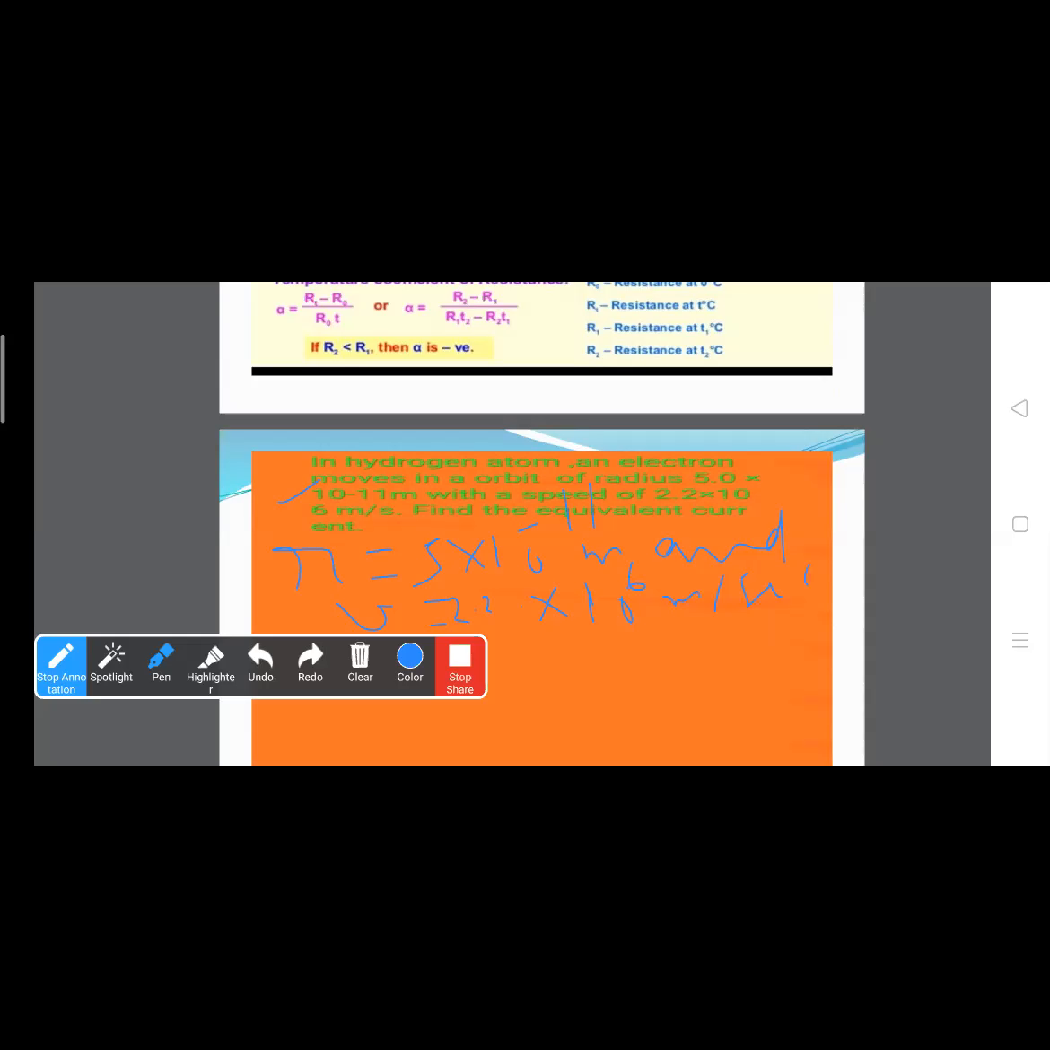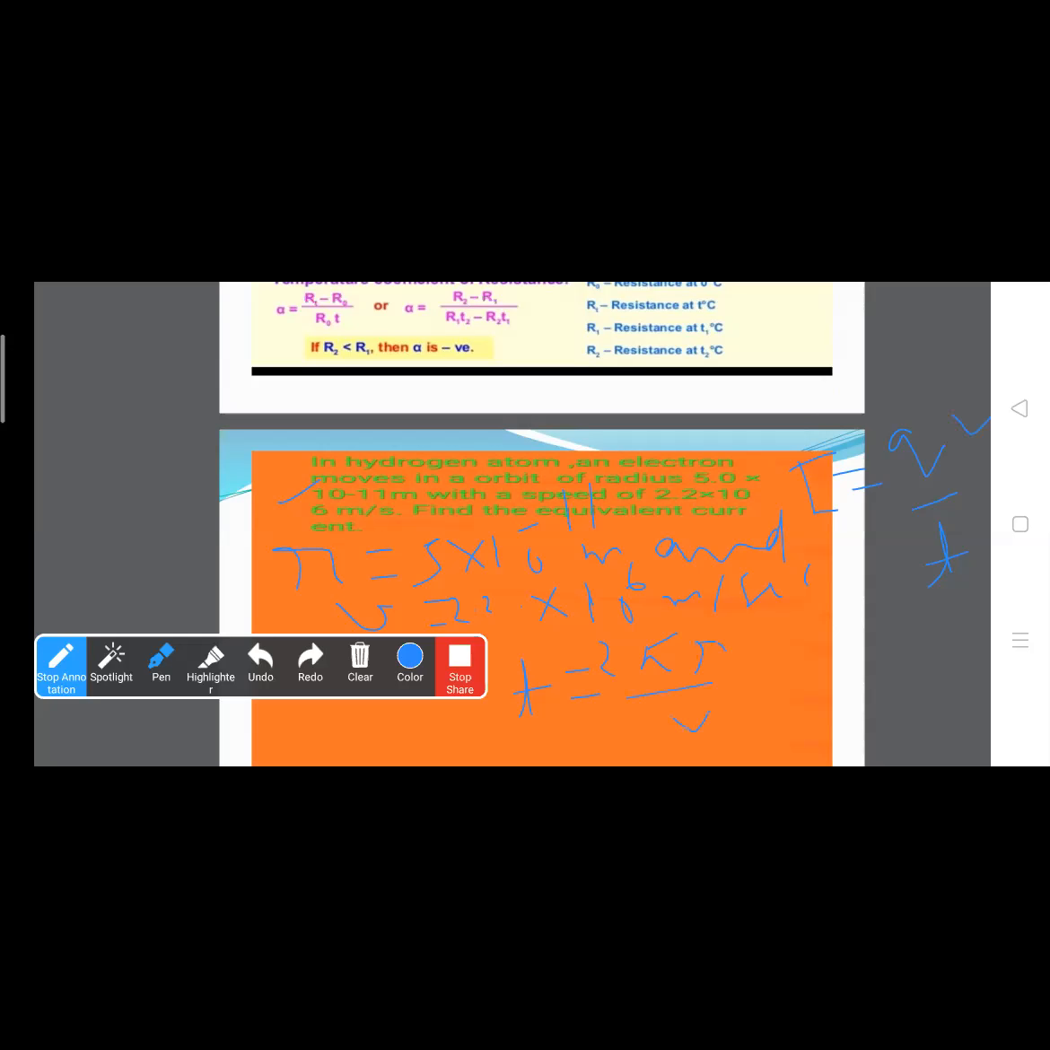For this, current is given by I equal to Q upon T. You already know this formula. So you have to find T. For finding T, we know that if any object moves in a circular orbit, it has a time period, and the time period is given by 2 pi r upon v. Clear? Now put this value in this equation.